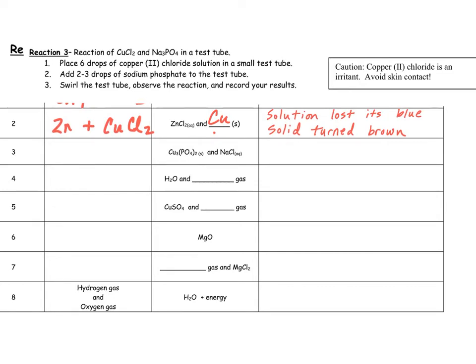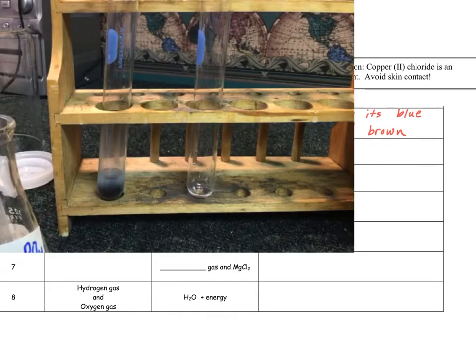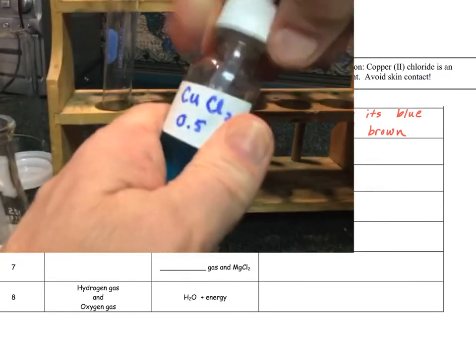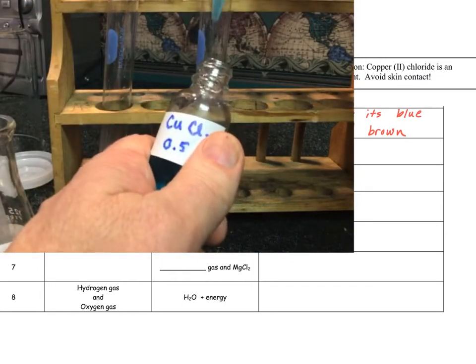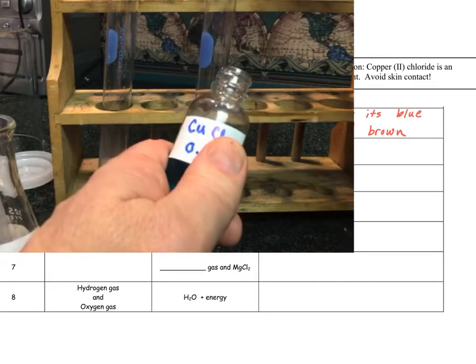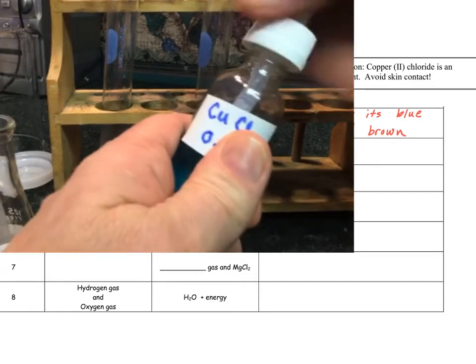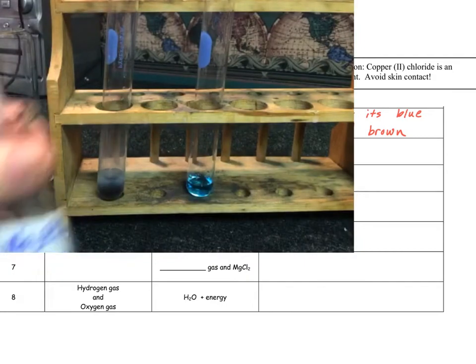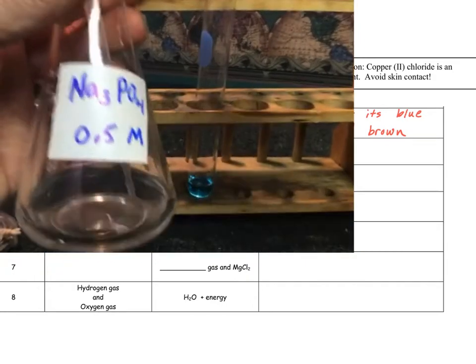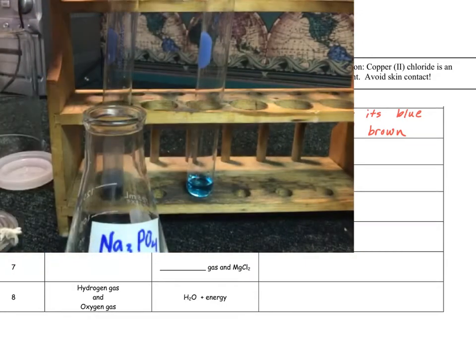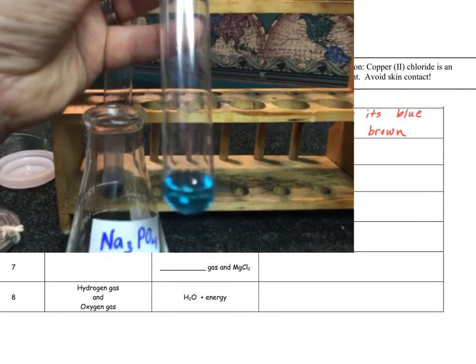Reaction number 3, copper chloride and sodium phosphate. Place 6 drops of copper solution into a test tube and then add a few drops of sodium phosphate. Swirl the test tube, record your observations. Okay, a little bit of copper chloride into the test tube. Then we'll add a few drops of the sodium phosphate, which is just a clear solution. And then we'll see what happens.